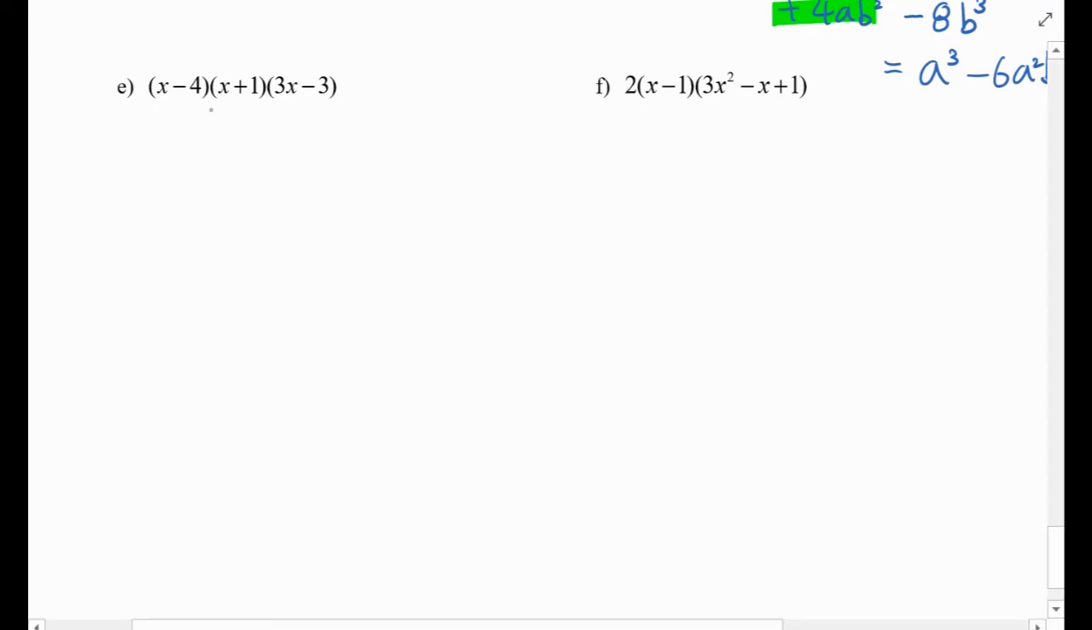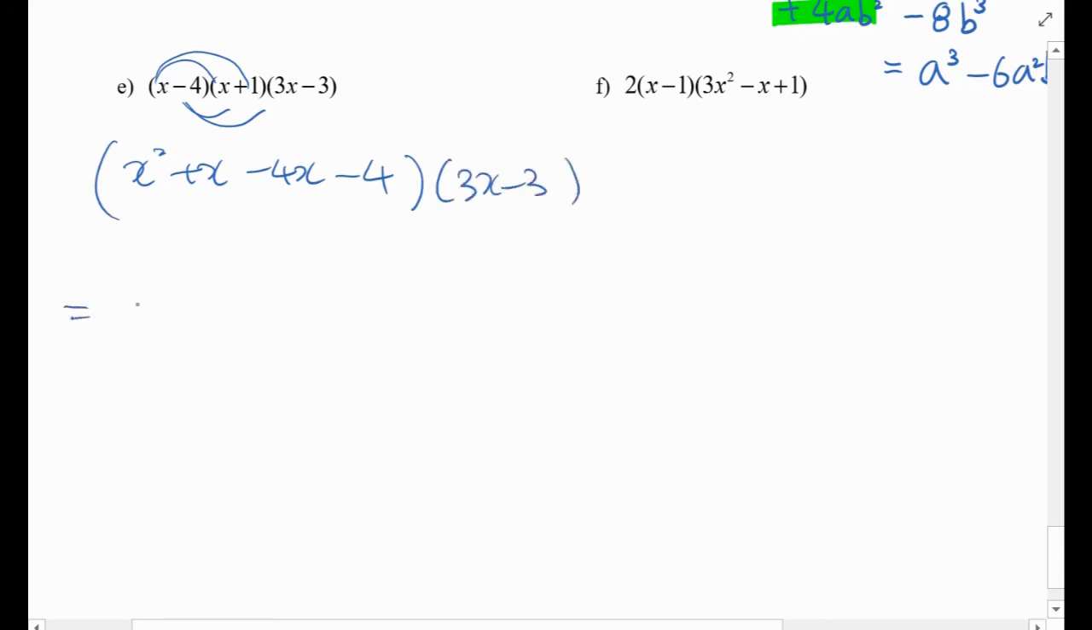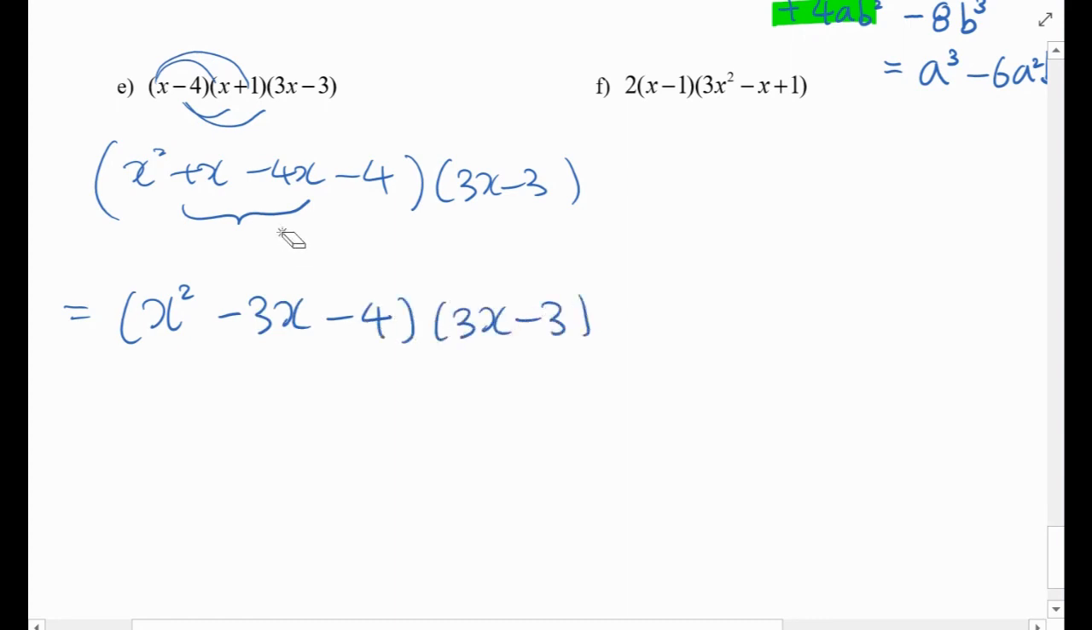Okay, let's try it together. You do those two binomials first. Let's do FOIL. x squared plus x, negative 4x, negative 4. And collect the like terms. Those two plus x minus 4x becomes negative 3x minus 4. 3x minus 3. And again, let's FOIL.